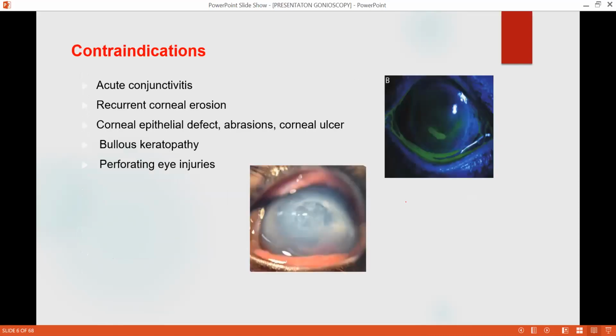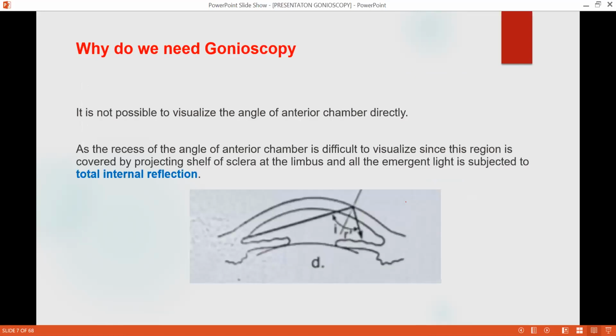Contraindications: they are relative contraindications, like any ocular infection in the form of conjunctivitis, corneal abrasion or corneal epithelial defect, bullous keratopathy, or any perforating eye injury. We should withhold the procedure of gonioscopy and you can perform it at a later visit.